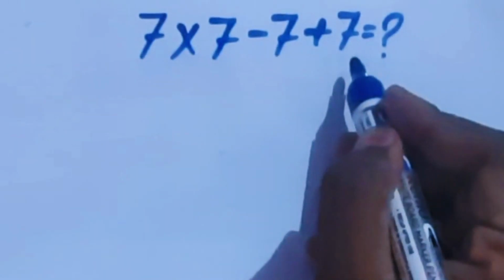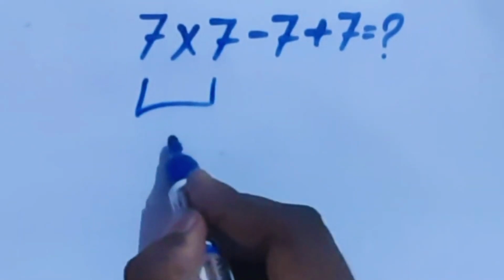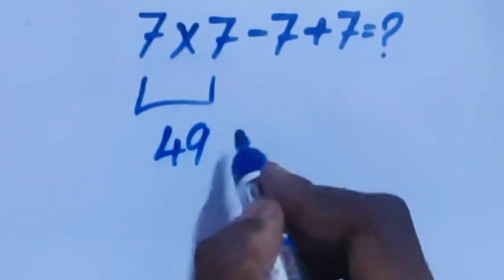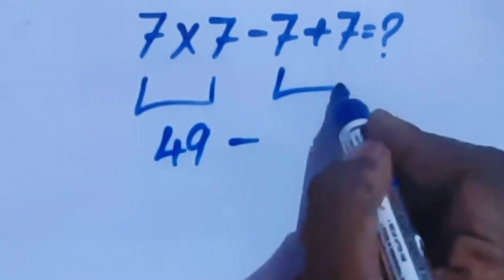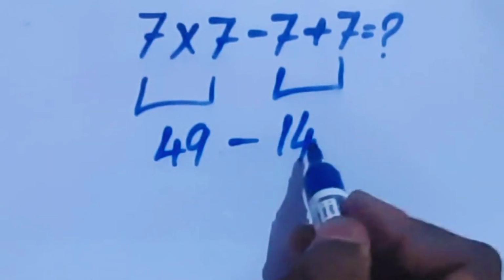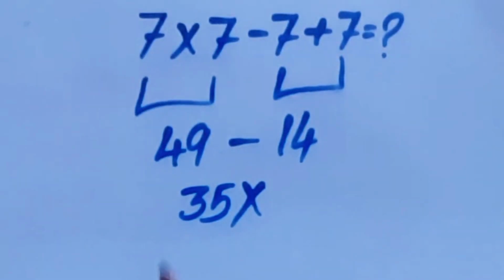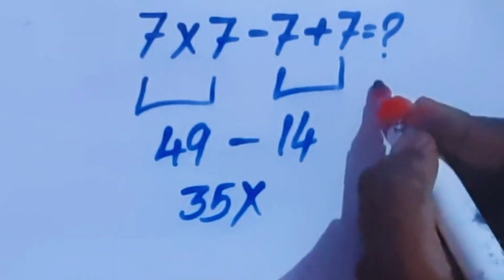I guess most of them get the answer 35 for this problem, in the wrong order. Here 7 times 7 is 49, minus, here 7 plus 7 is 14. Here 49 minus 14 is 35, which is the wrong answer. As per this order of operations, PEMDAS, this 35 is the wrong answer.